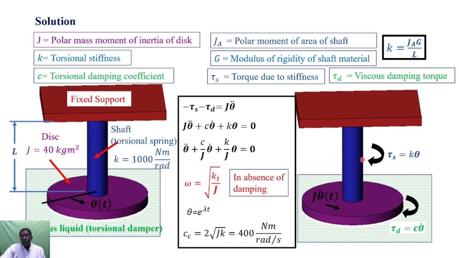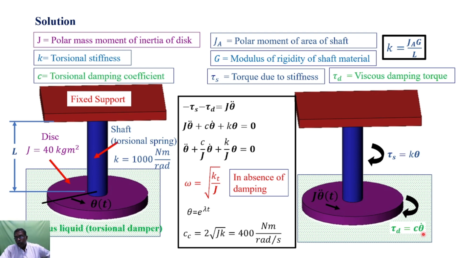The shaft gives a spring force of k theta, that is, the twisting force due to the spring element is k theta, where k is the stiffness of the spring shaft and theta is the angular displacement. Stiffness is the force required to deform or deflect an element, mass element, by unit displacement. Whereas the damping force is the force required for making a unit velocity of the element.